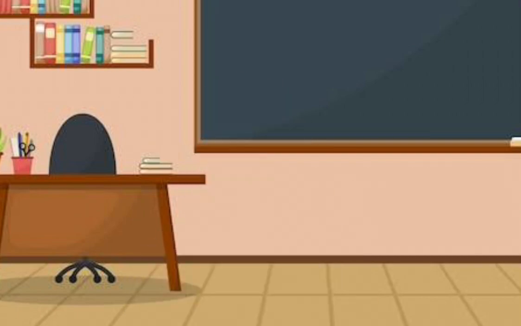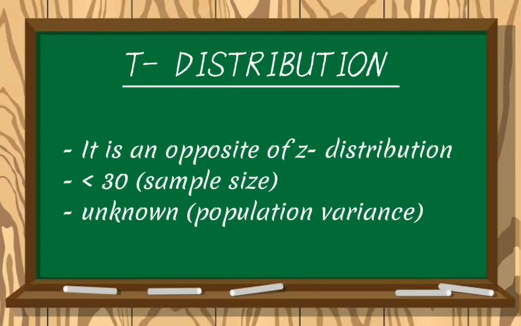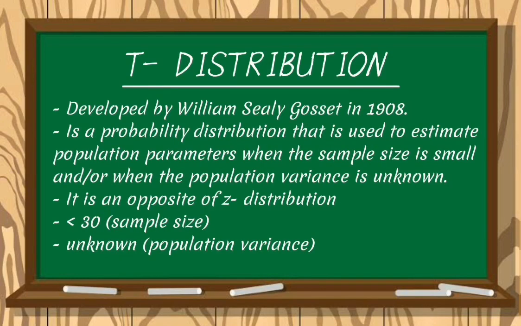So today we are going to explain the T distribution. The T distribution was developed by William S. Gosset in 1908. It is a probability distribution that is used to estimate population parameters when the sample size is small and/or when the population variance is unknown. It is the opposite of the Z distribution, and is used when the sample size is less than 30 or the population variance is unknown.